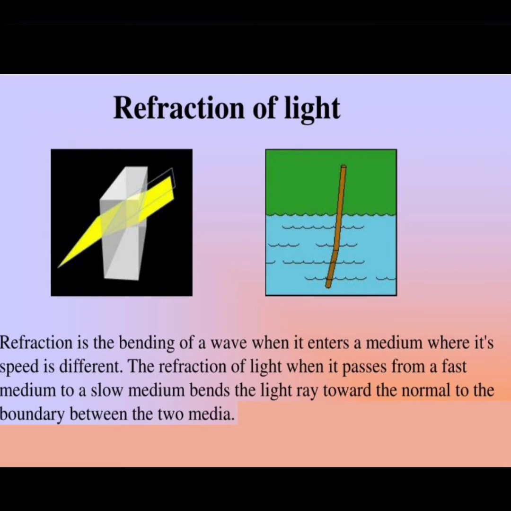So, refraction is the bending of a wave when it enters a new medium, that is, when the medium changes. The speed of light gets different. So, when it travels from a denser medium to a rarer medium, it bends away from the normal. At the same time, when it travels from a rarer medium to a denser medium, it bends towards the normal.